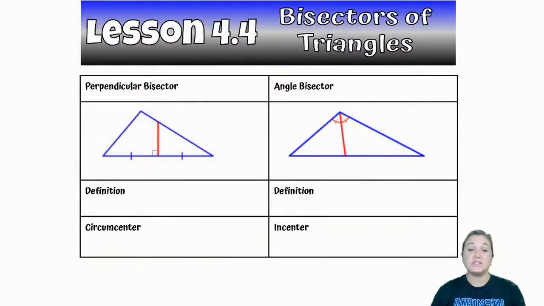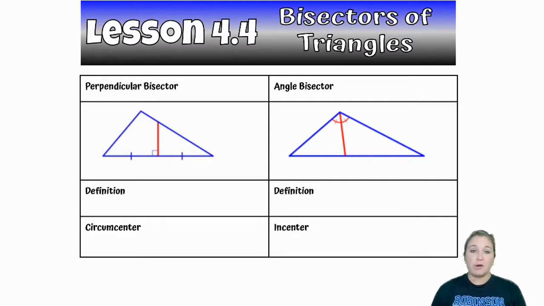Hey, guys? We're continuing looking at these special segments of triangles. So we've looked at mid-segment, we looked at altitude, and we've looked at median. So now we're going to look at the bisectors of triangles. So we have a perpendicular bisector and an angle bisector.